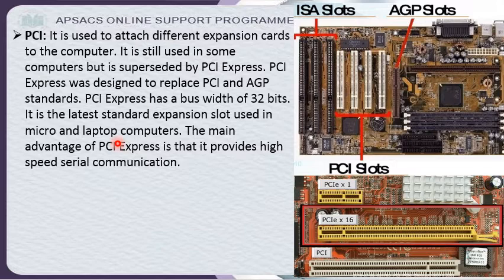Why did PCI Express come? The reason was high-speed serial communication. PCI was just 32-bit and the speed was a little bit slower. So the manufacturers thought, why not create a slot which has a higher speed as compared to PCI. So they created the PCI Express slot.